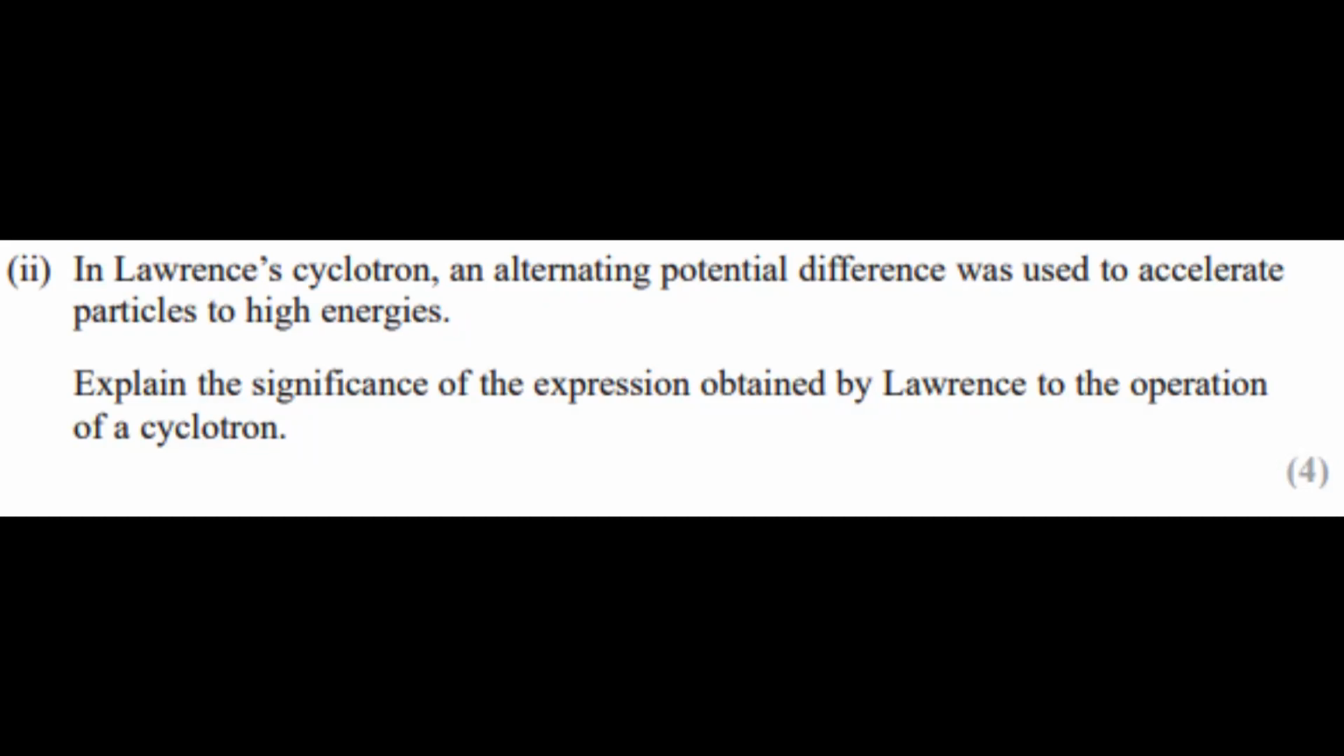Okay, so we got a question right here. In Lorentz cyclotron, an alternating potential difference was used to accelerate particles to high energy. Explain the significance of the expression obtained by Lorentz to the operation of a cyclotron.